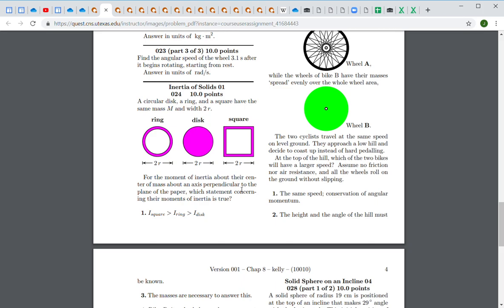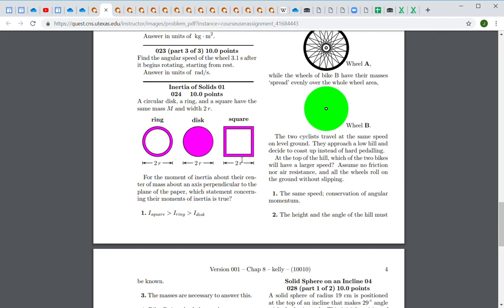Problem 24. A circular disc, a ring, and a square have the same mass and the same width in the sense shown there of 2r. What's the ordering of the moments of inertia? How would we order them? Which one has the biggest? Which one has the smallest?